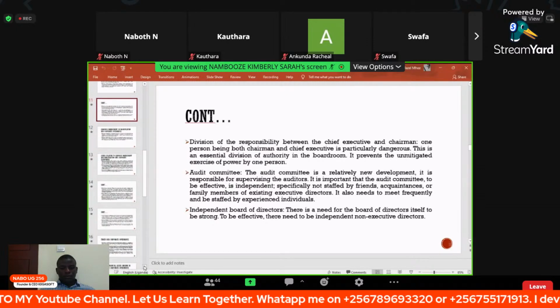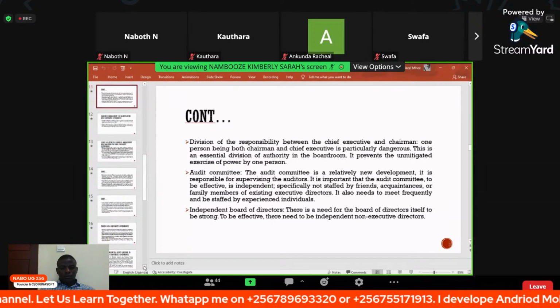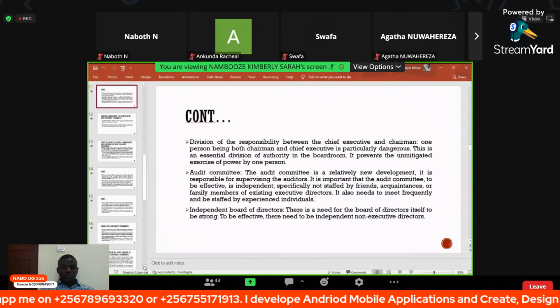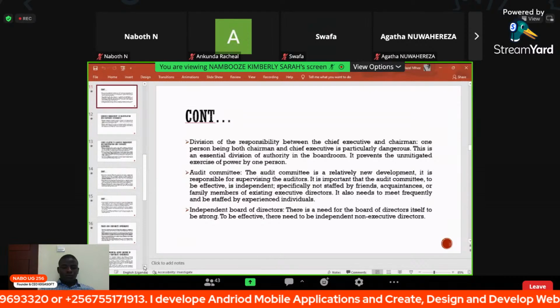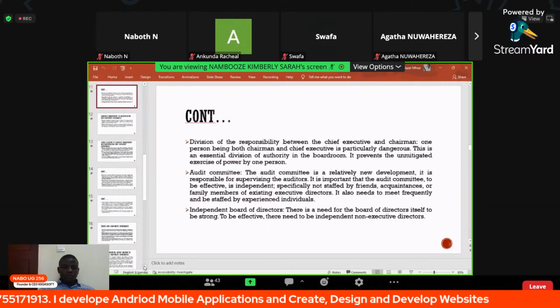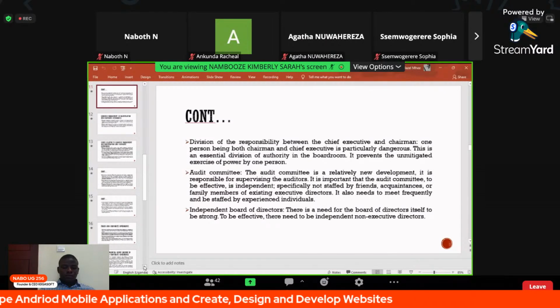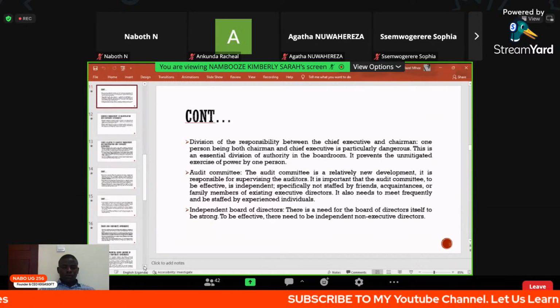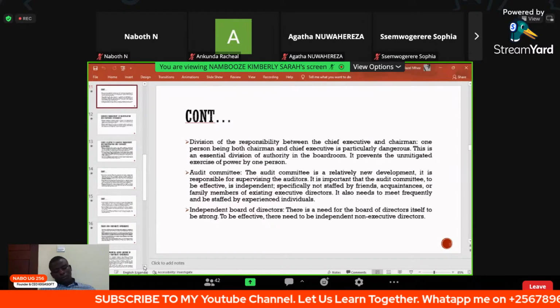The next part is audit committee. The audit committee is a relatively new development. It is responsible for supervising the auditors. It is important that the audit committee be effective, and it should be independent, specifically not staffed by friends, acquaintances, or family members of the executive directors. It also needs to meet frequently and be staffed by experienced individuals.